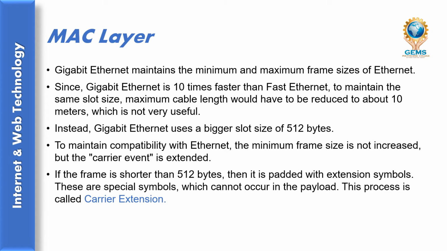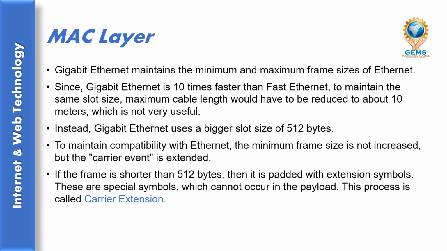So at the MAC layer, Gigabit Ethernet maintains the minimum and the maximum frame sizes of Ethernet. Since Gigabit Ethernet is 10 times faster than Fast Ethernet, to maintain the same slot size, the maximum cable length would have to be reduced to about 10 meters, which is not very useful. So instead, Gigabit Ethernet uses a bigger slot size of 512 bytes.